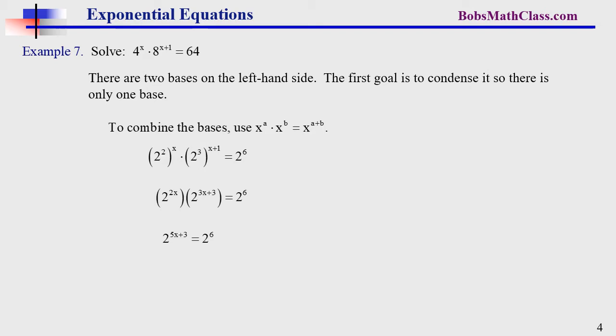Now we can get our equation. 5x plus 3 equals 6. Subtract 3 on both sides, and then divide by 5: 3/5. Now if you wanted to, in your calculator you could put an exponent of 3/5 for x and work it out, and it should give you 64. I didn't show the check here, but you can check your answer at any time.